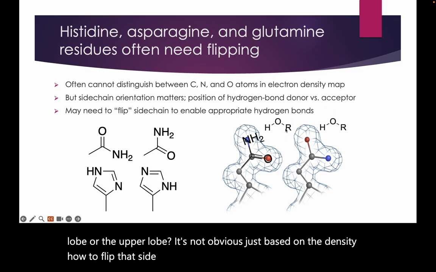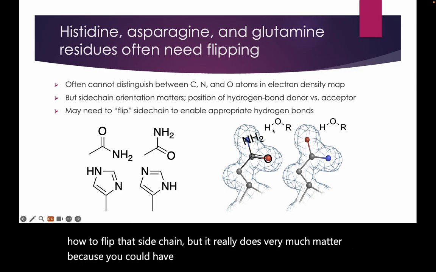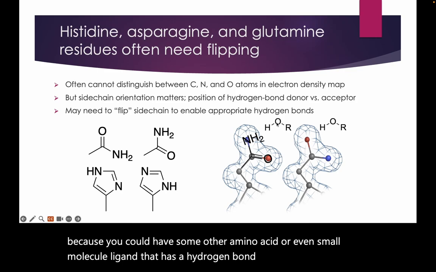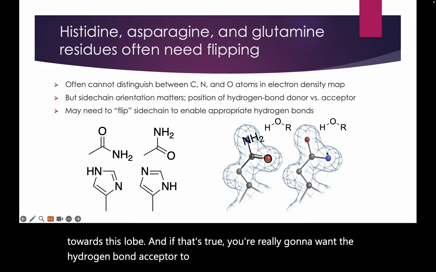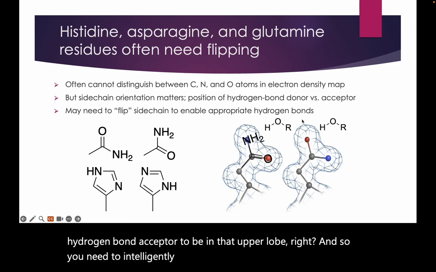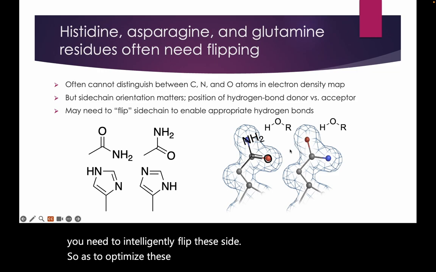But it really does very much matter because you could have some other amino acid or even small molecule ligand that has a hydrogen bond donor that points towards this lobe. And if that's true, you're really going to want the hydrogen bond acceptor to be in that upper lobe, right? And so you need to intelligently flip these side chains so as to optimize these hydrogen bond networks.